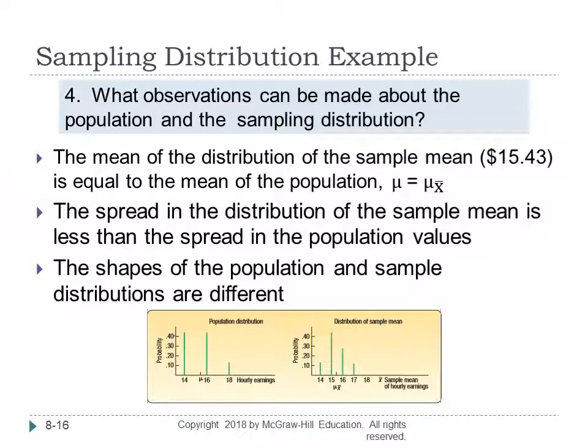In this graph here, we have a graph for the population distribution, and that represents the hourly earnings. And then the graph to the right is a distribution for the sample mean. And it is clear that they are different.